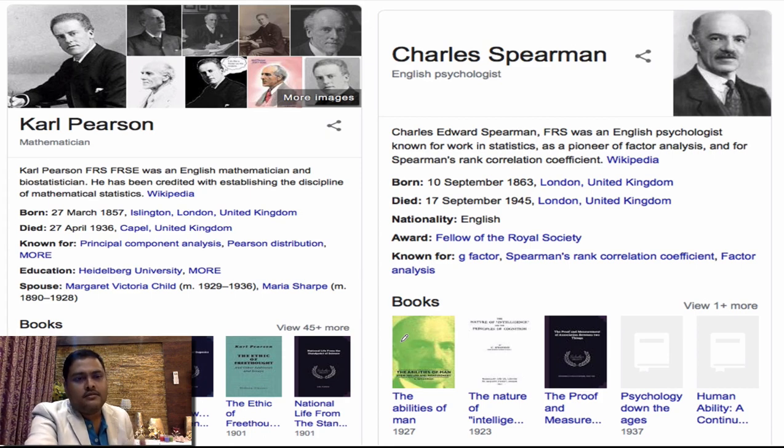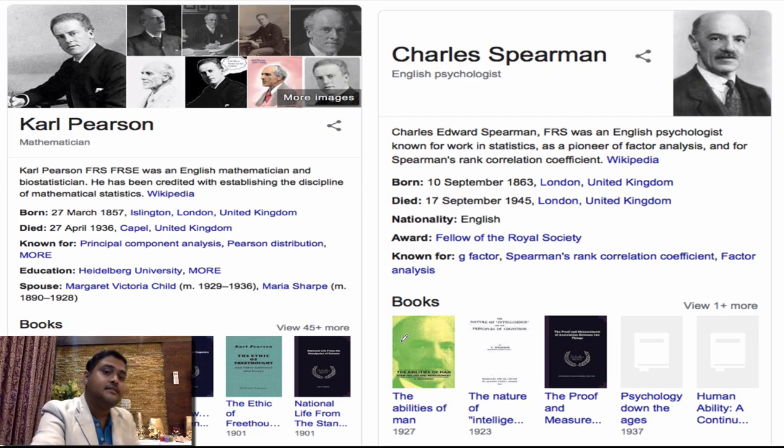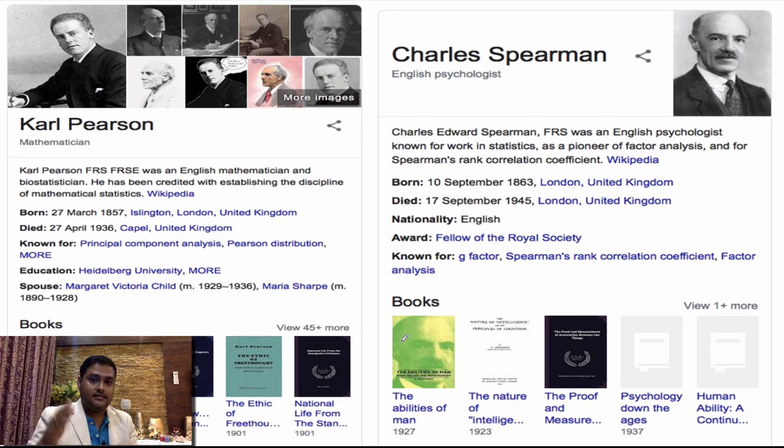He is famous and known for principal component analysis. This principal component analysis we use in factor analysis in our research or data analysis. We also use the Pearson distribution, and so on and so forth. So this is the brief about Karl Pearson. You can go to Wikipedia and search all about his life, history, and work.